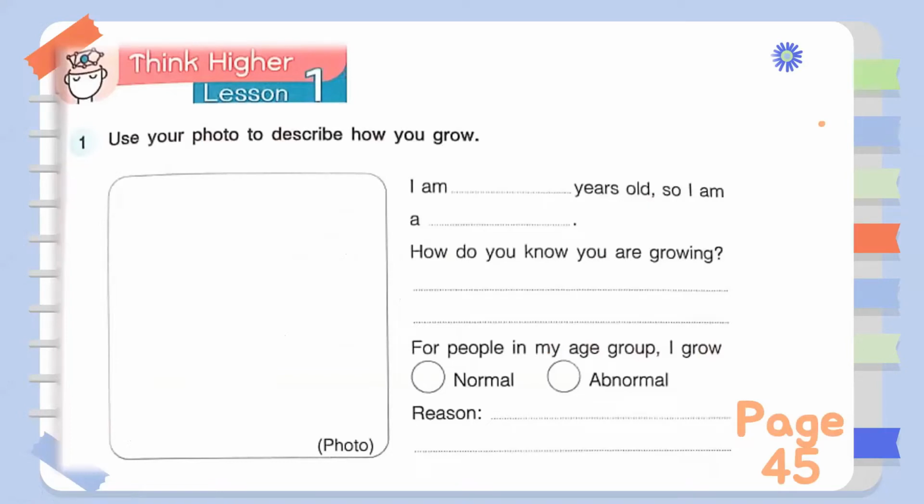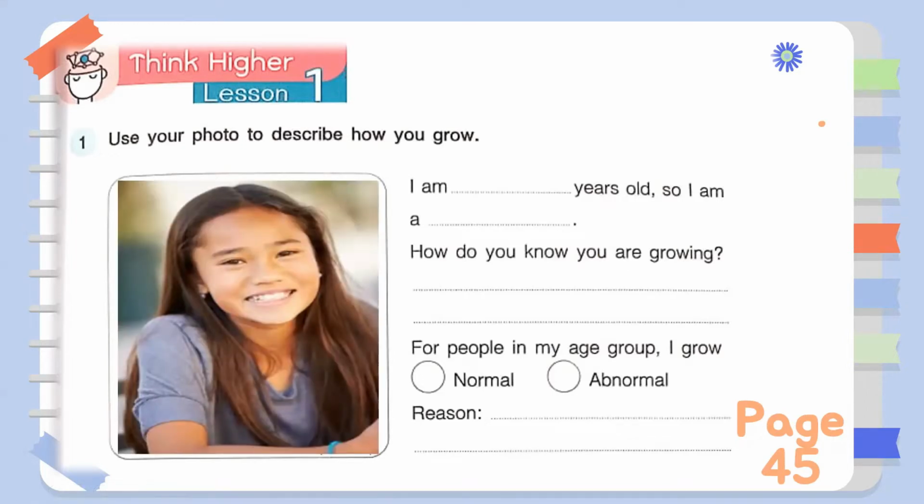If you're on page 45, you can see this activity 1. It says here, use your photo to describe how you grow. Let's read it one more time. Use your photo to describe how you grow. First, inside this box, you are going to paste your photo. Any current photo of yourself.